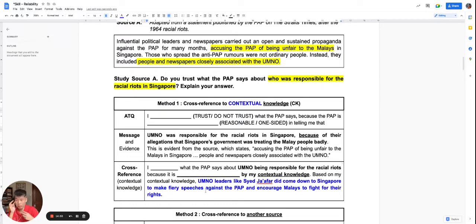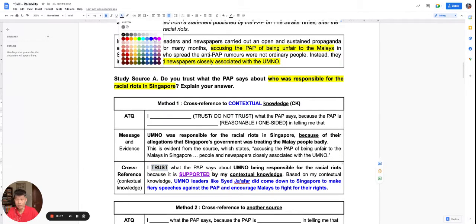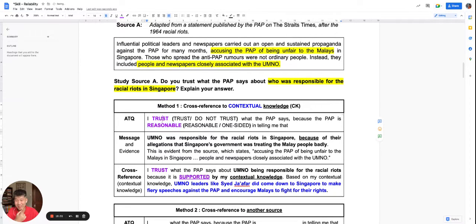And so, in other words, our contextual knowledge agrees with the source inference. Because your contextual knowledge supports the source inference, you now conclude that we trust the source and we can complete the ATQ. We trust the source because it is reasonable. Similarly, if you were to write that you don't trust this source, you would say that it's one-sided.